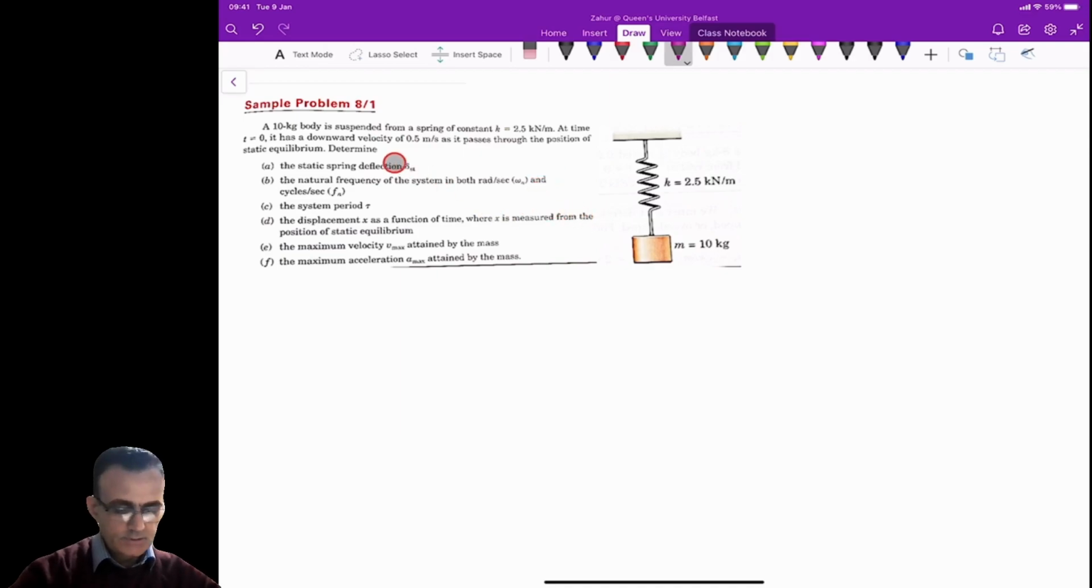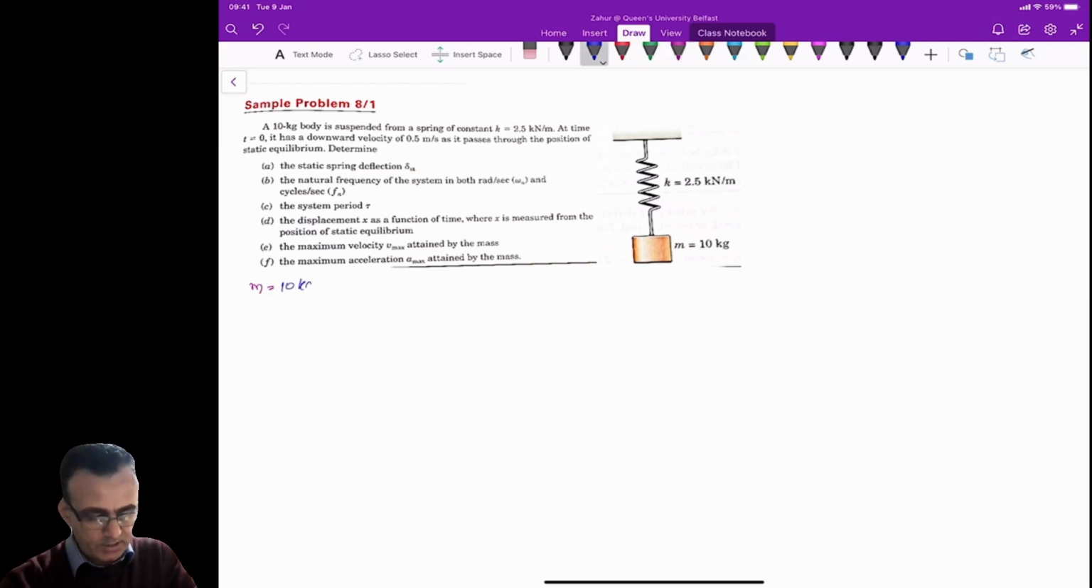Okay, so this is the first numerical example, which is taken from the Jail Marian book. A 10 kilogram body is suspended from a spring with a constant k equal to 2.5 kilonewton per meter. So the mass given is 10 kg, and the stiffness of the spring is 2.5 times 10 to the power 3 Newton per meter, which is 2500 Newton per meter.